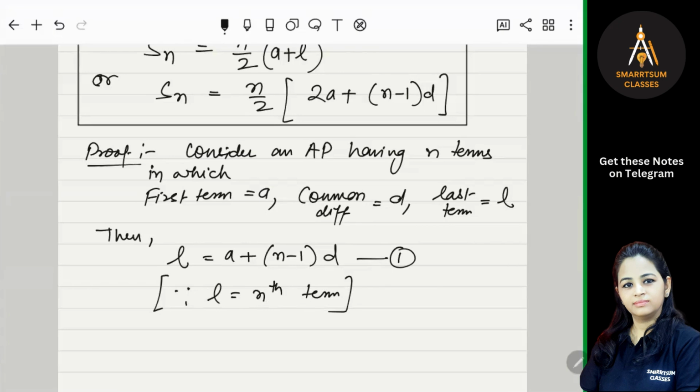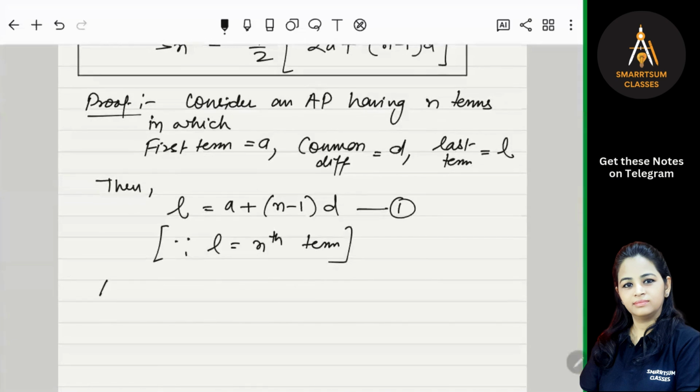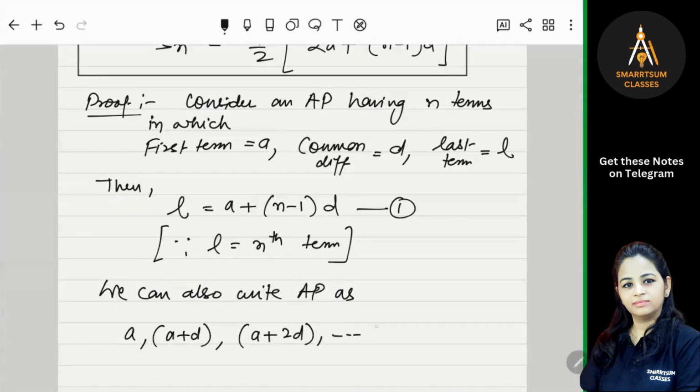Now we can also write the AP differently. How can we write the AP? If the first term is A and the common difference is D, then the second term will be A plus D, then A plus 2D, and so on. Similarly, if the last term is L, then the third last term is L minus 2D, the second last is L minus D, and the last is L. So we can write the AP in terms of A, D and L like this.